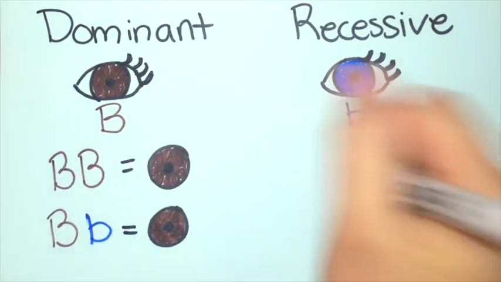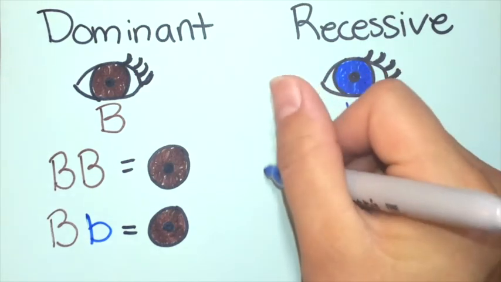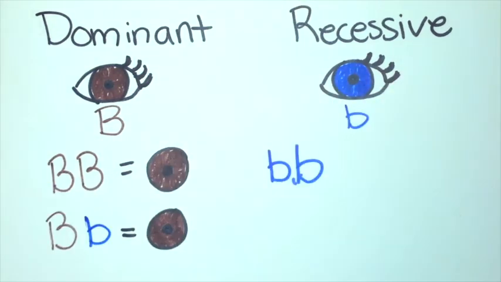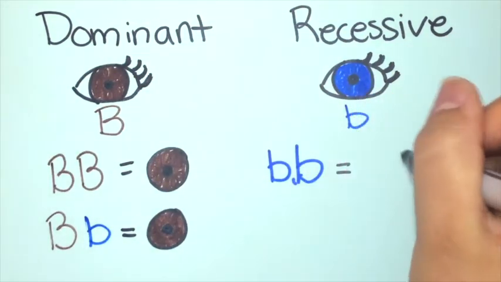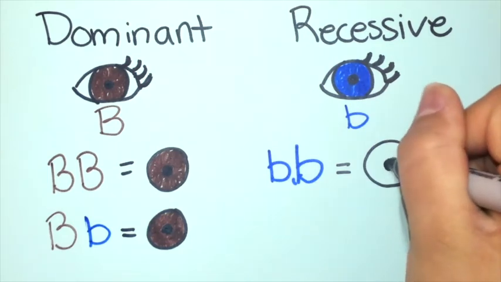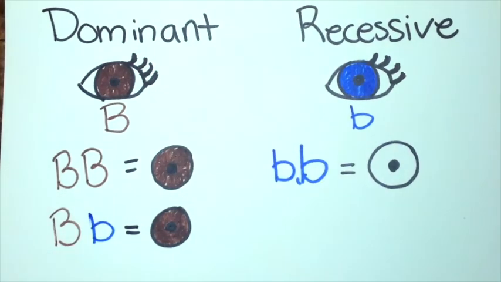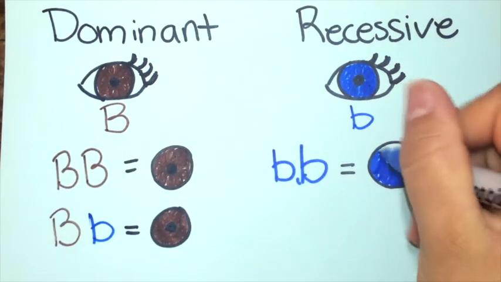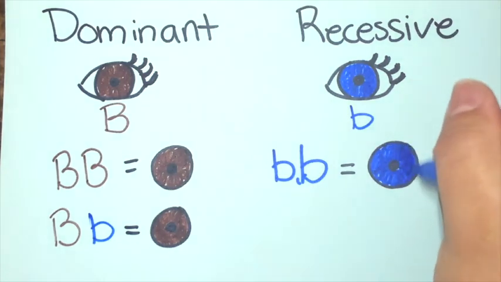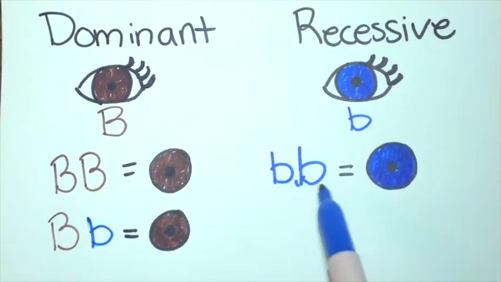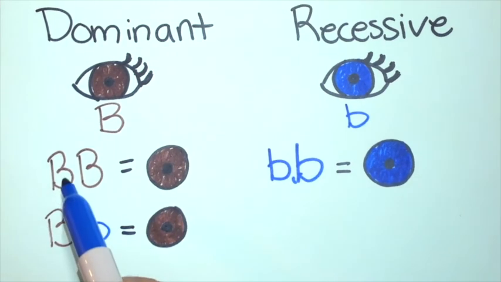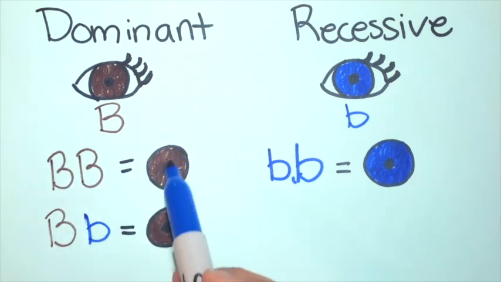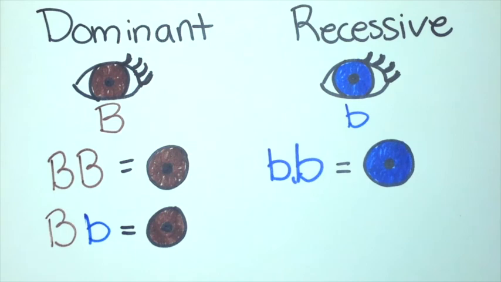Then our last pairing we can have is little b, little b, lowercase, right? So little b, little b will equal what? That's also recessive, so it will equal the recessive eye color, blue. So the only way a recessive allele trait can be expressed is when both are recessive. Whenever there is a dominant allele, the dominant trait will always show. Okay, I hope that helps.